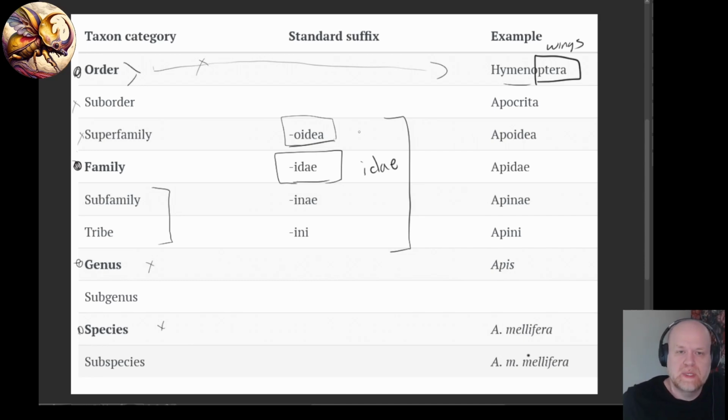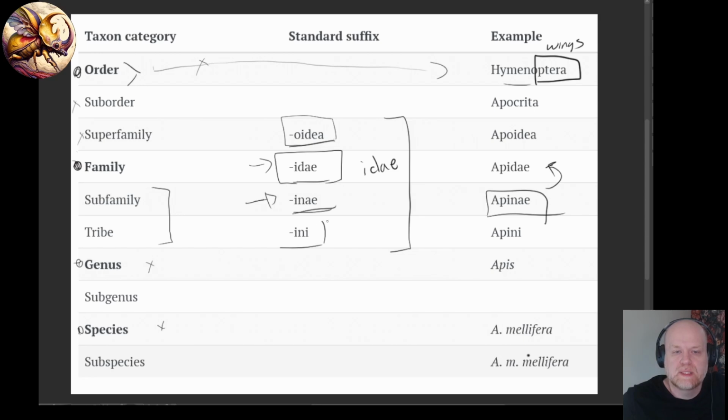And in entomology, we spend a lot of time talking about families because there are a ton of insect families. Just within the beetles, I want to say there's almost 300 insect families. Under the families, you might have groups of subfamilies. In this case, they end in -inae. So Apinae would be the subfamily of honeybees within the Apidae.